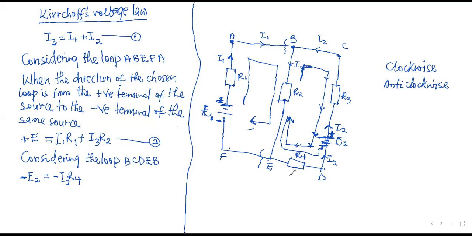Okay. Let's also look at the PD across R3. And now, will that be positive or negative? The PD across R3. Will that be positive or negative?